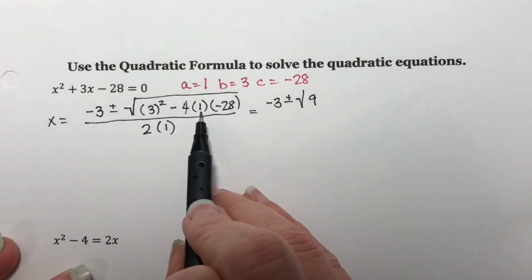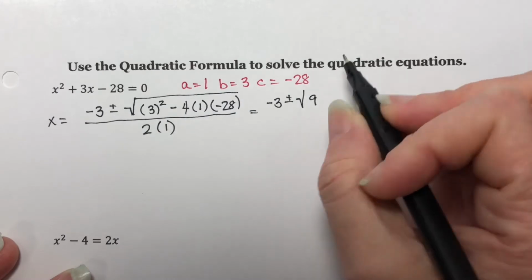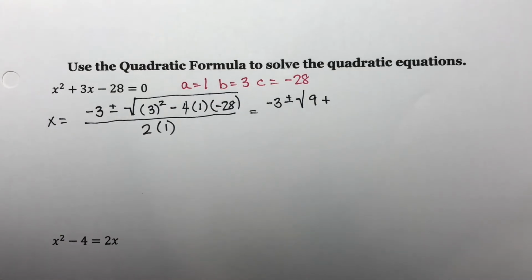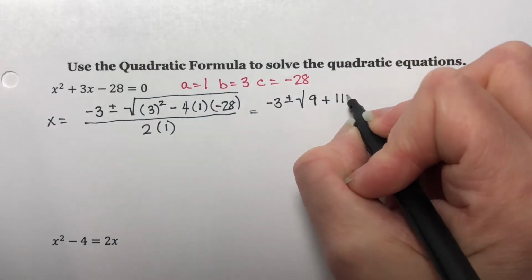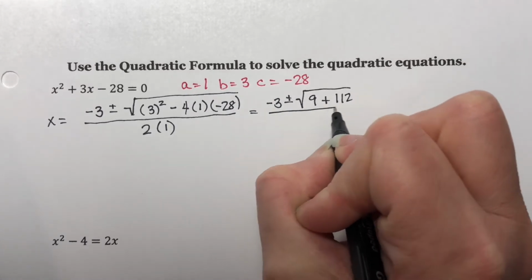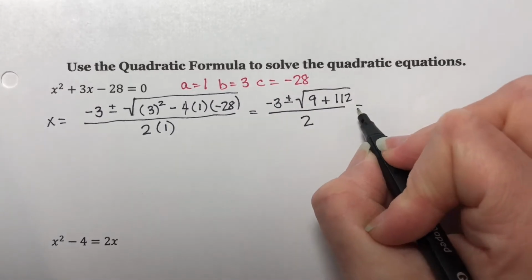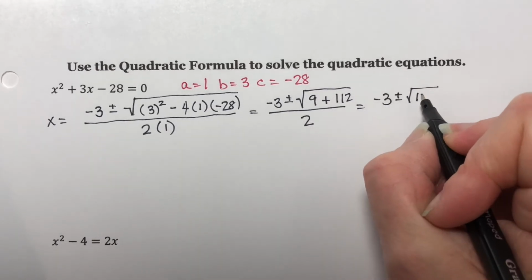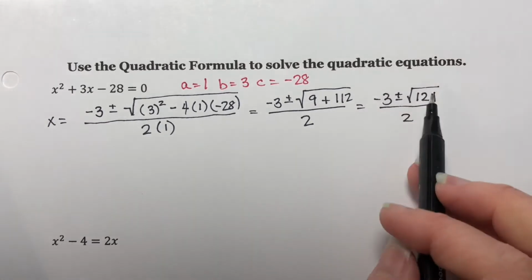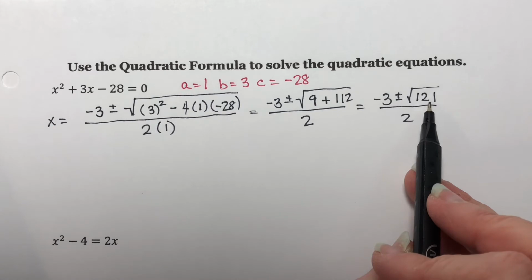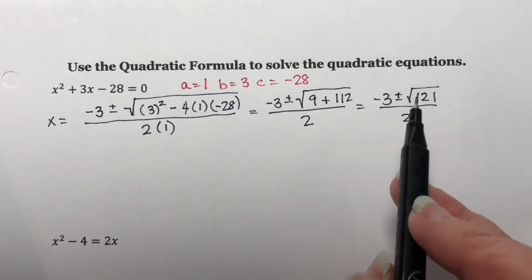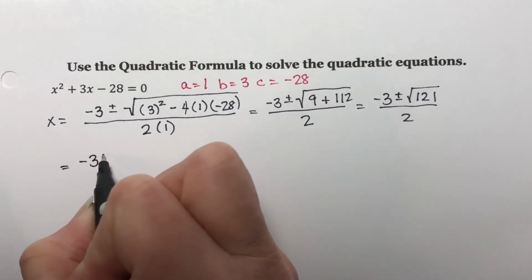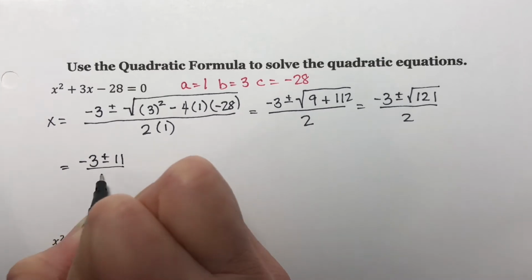And then -4 times 1 times -28 is going to be plus what? It's 112. And this is going to be over 2 times 1, which is 2. So I have -3 plus or minus the square root of 121, over 2. 121 is positive and it's a perfect square, so I expect to get two rational solutions. The square root of 121 is 11. So I have -3 plus or minus 11 over 2.